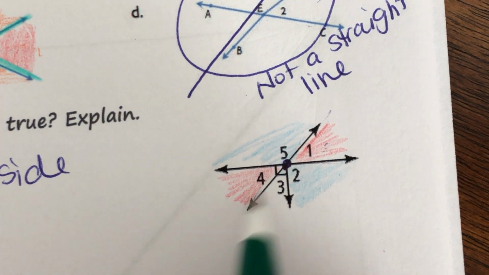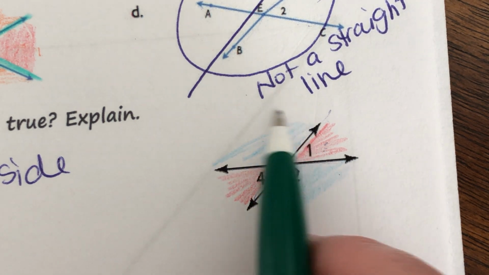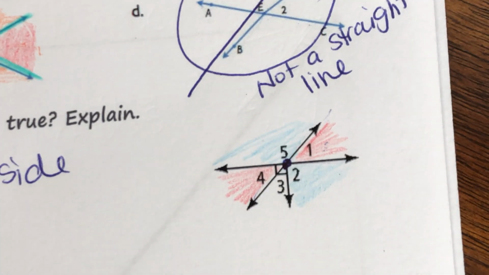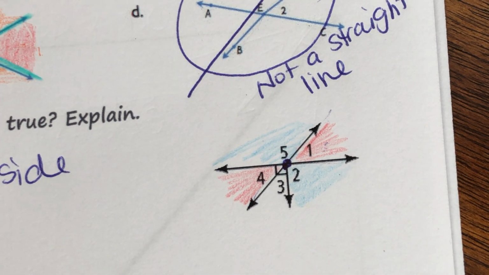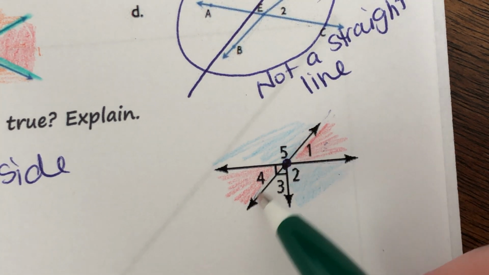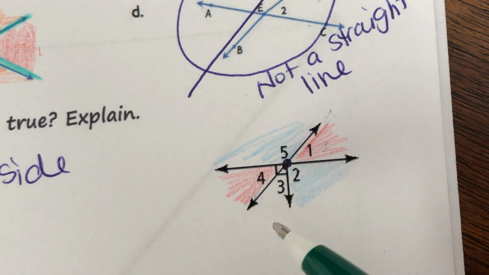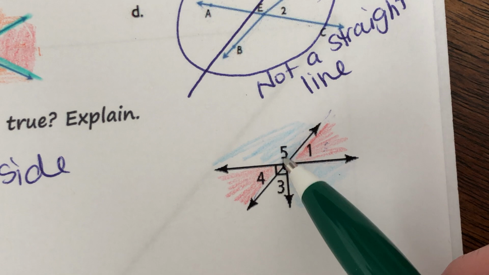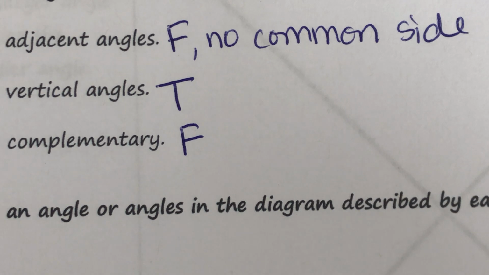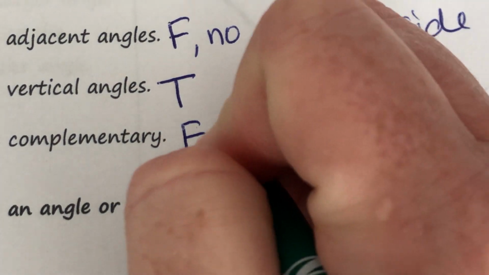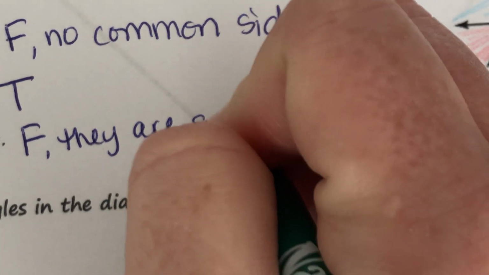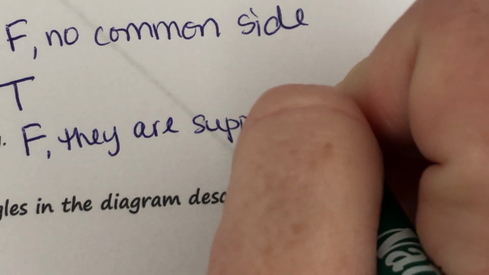And then the last question, number 3, angles 4 and 5 are complementary. So here's angle 4, this red guy. Angle 5 is this big old blue guy. What does complementary mean? What are complementary angles? They add up to 90 degrees. Complementary is 90 degrees. These add up to a straight line. So what do they add up to? 180 degrees. These are supplementary. So the answer for number 3 is false. They are not complementary. They are supplementary. They add up to a straight line, not a 90-degree angle. I'm just going to abbreviate there.